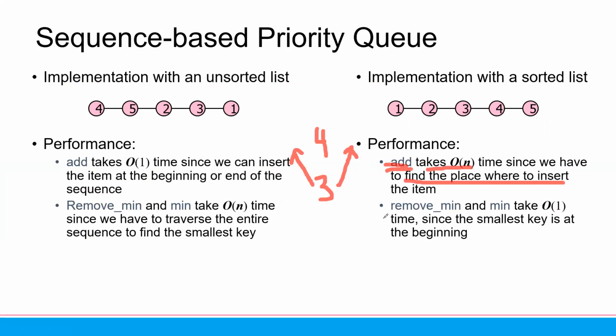However, if we sort it first, the remove min or finding the minimum will be O(1) because I know that the smallest element will be the first, since the smallest key is at the beginning. So it depends on how you implement it and what is the most common operation in your data structure.